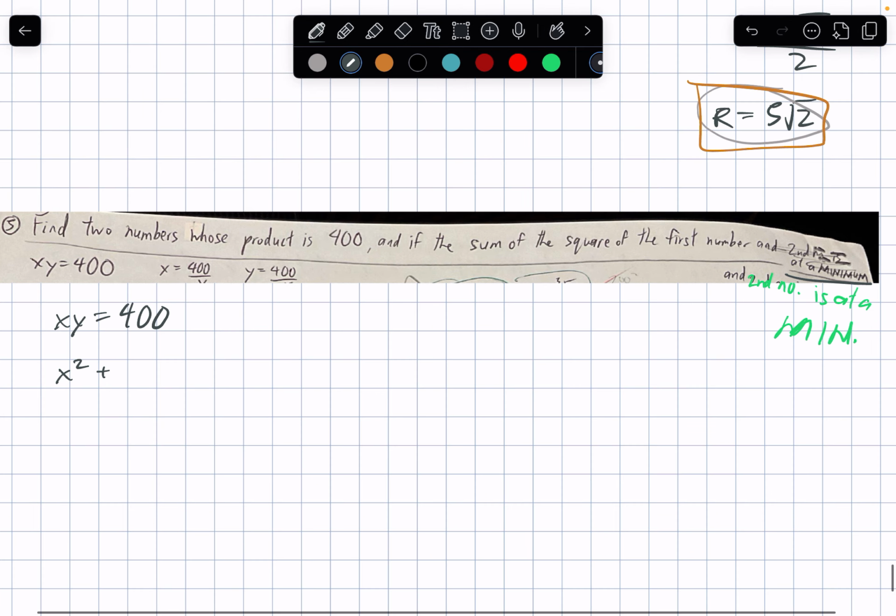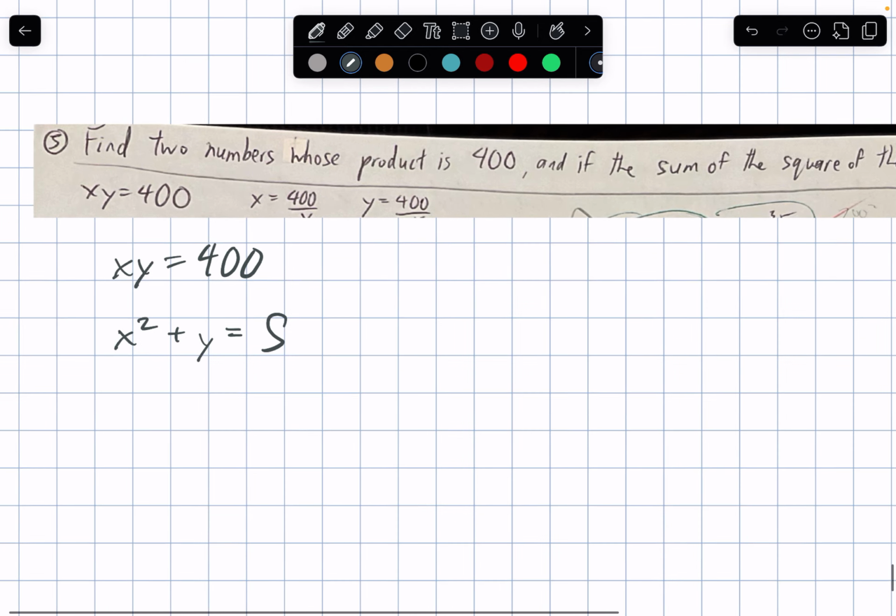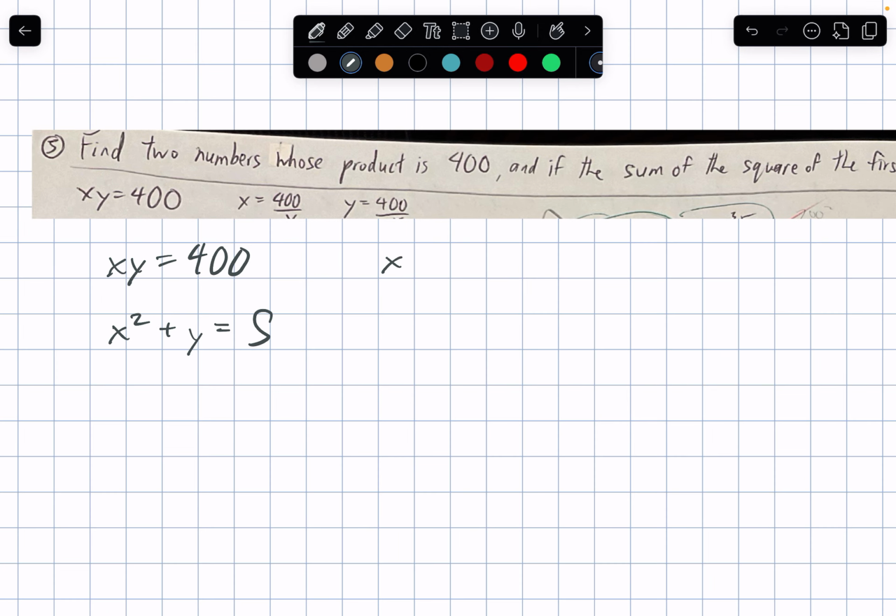And the sum of the square of the first number x and the second number is at a minimum. Minimum, let's say smallest, so it's denoted by capital S. This would be useful for later. So express x in terms of y, or y in terms of x, and you find ds over dx.